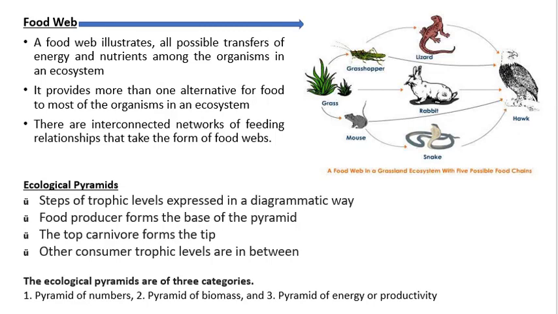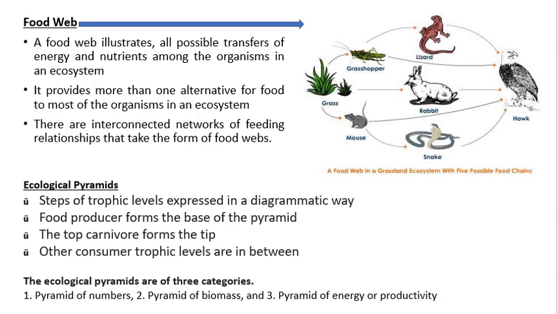Next is food web. A food web illustrates all possible transfers of energy and nutrients among the organisms in an ecosystem. A food web provides more than one alternative for food to most of the organisms in an ecosystem. There are interconnected networks of feeding relationships that take the form of a food web. So basically a food web illustrates all possible transfers of energy and nutrients among the organisms in an ecosystem.